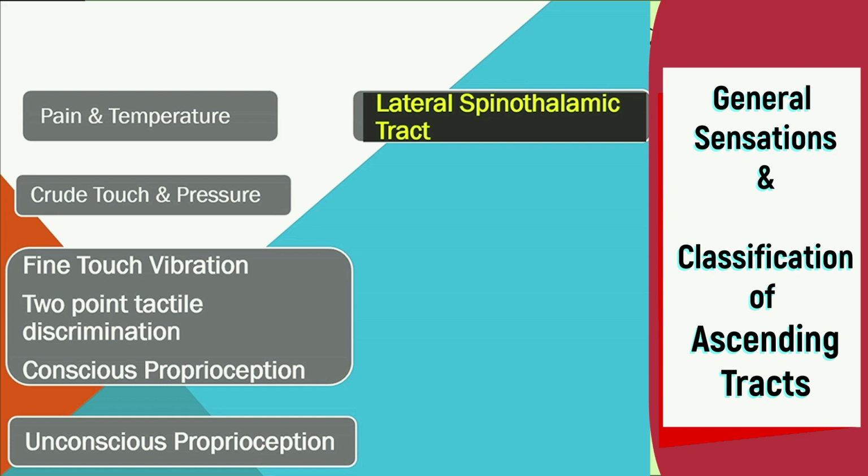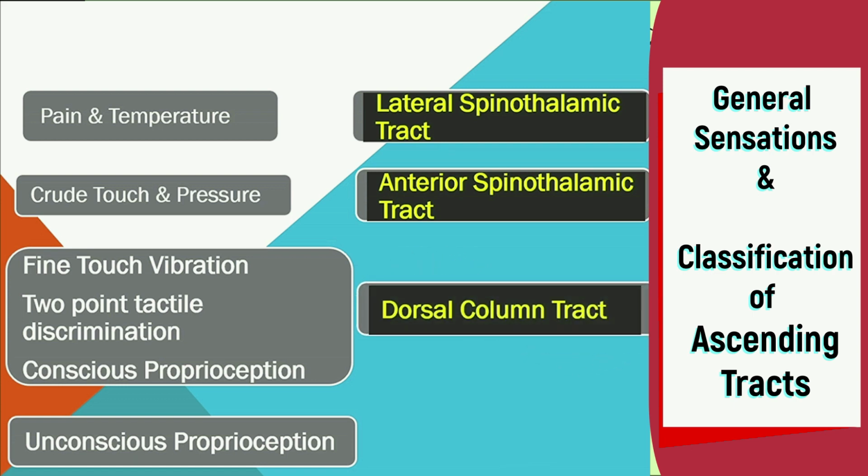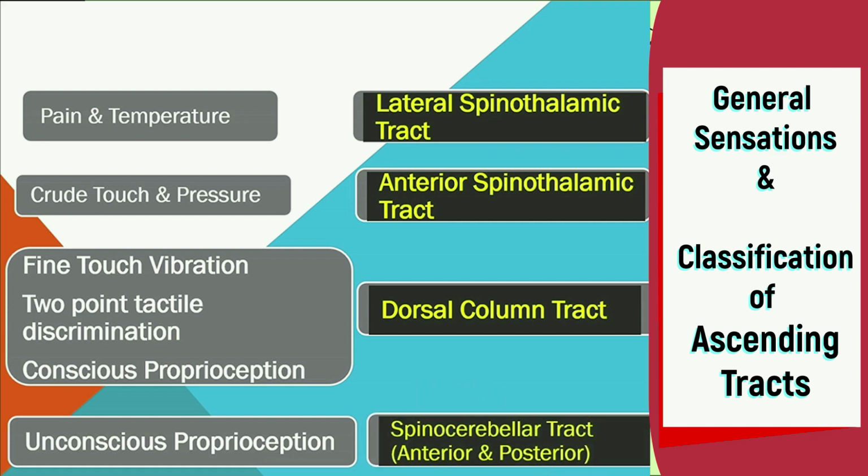When it's crude touch and pressure, the ascending tract is the anterior spinothalamic tract. And when it's fine touch, vibration, two-point tactile discrimination, or conscious proprioception, the ascending tract is known as the posterior white column tract. And when it's unconscious proprioception, this is carried by the spinocerebellar tract. The spinocerebellar tract can be the anterior spinocerebellar tract or the posterior spinocerebellar tract.